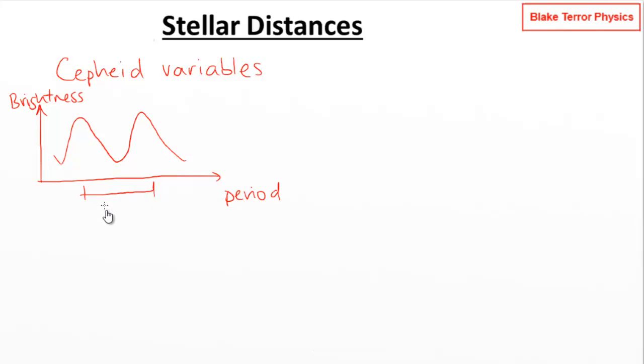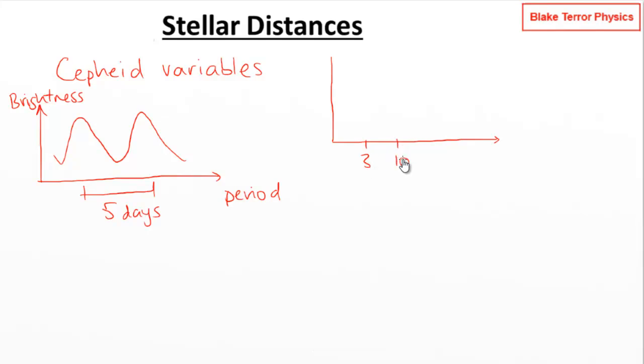And I think the first one that she was looking at was varying every sort of 5 days, something like that, between maxima. And these Cepheid variables, they have a range of periods. It can be anything from sort of 1 to 100 days.